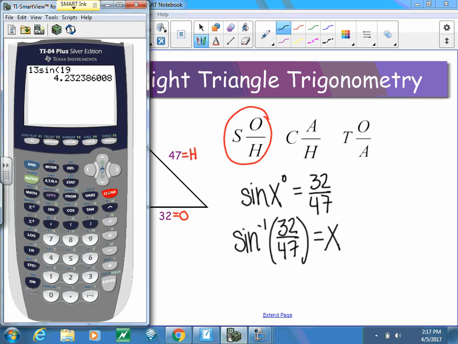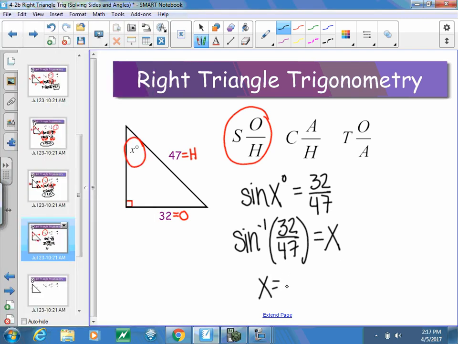So on your calculator, you're going to hit the second button and then sine, and then we'll take 32 divided by 47, and then we get 42.91 degrees. And there you have it. So to find an angle, you have to use the inverse function on there.